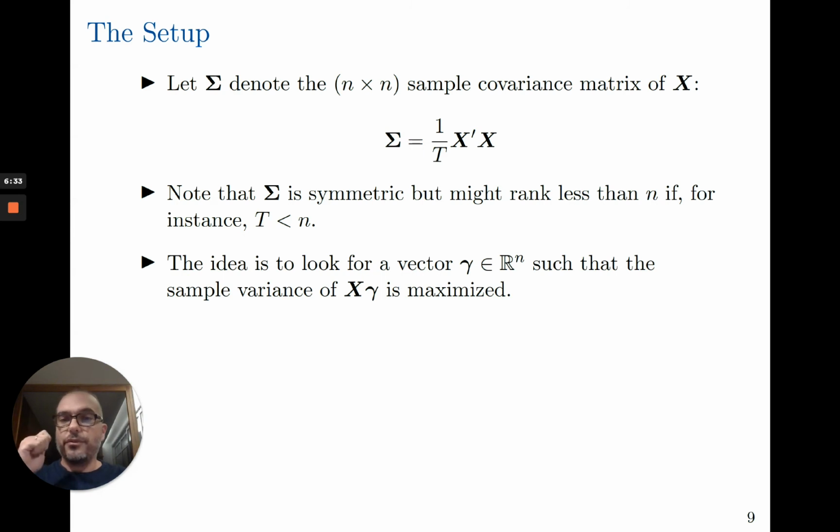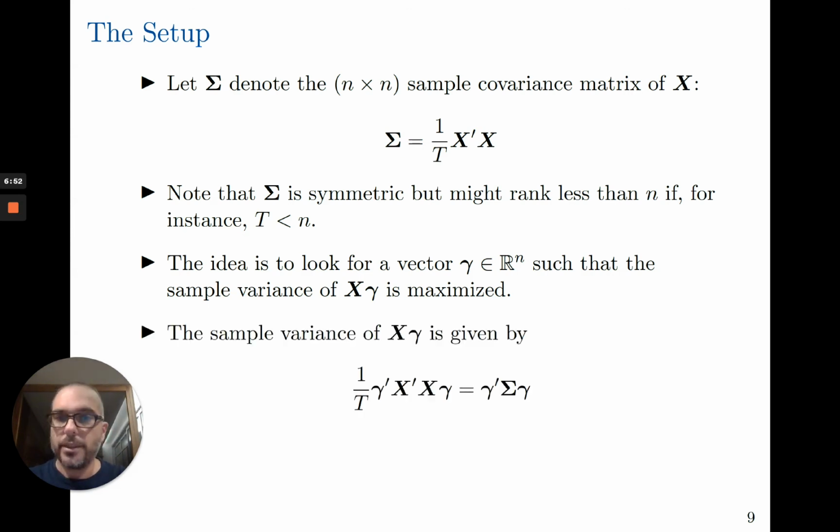So the idea is to find a vector gamma which lives in the n-dimensional space of real numbers, such that the sample variance of X times gamma is maximized. So that's going to be the idea. Okay? So the sample variance of X gamma will be given by 1 over T gamma prime X prime X gamma, and this will be equal to gamma prime sigma gamma.